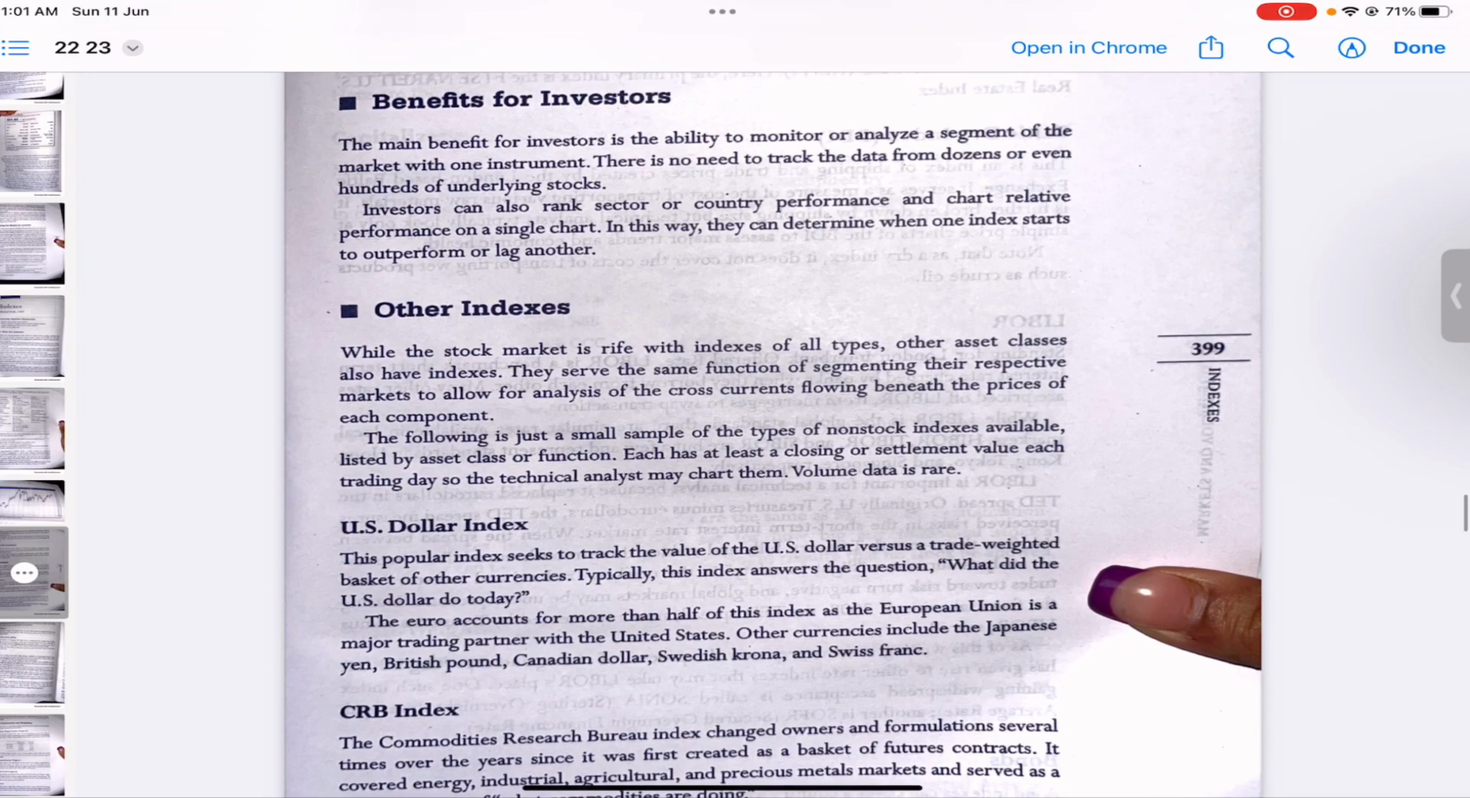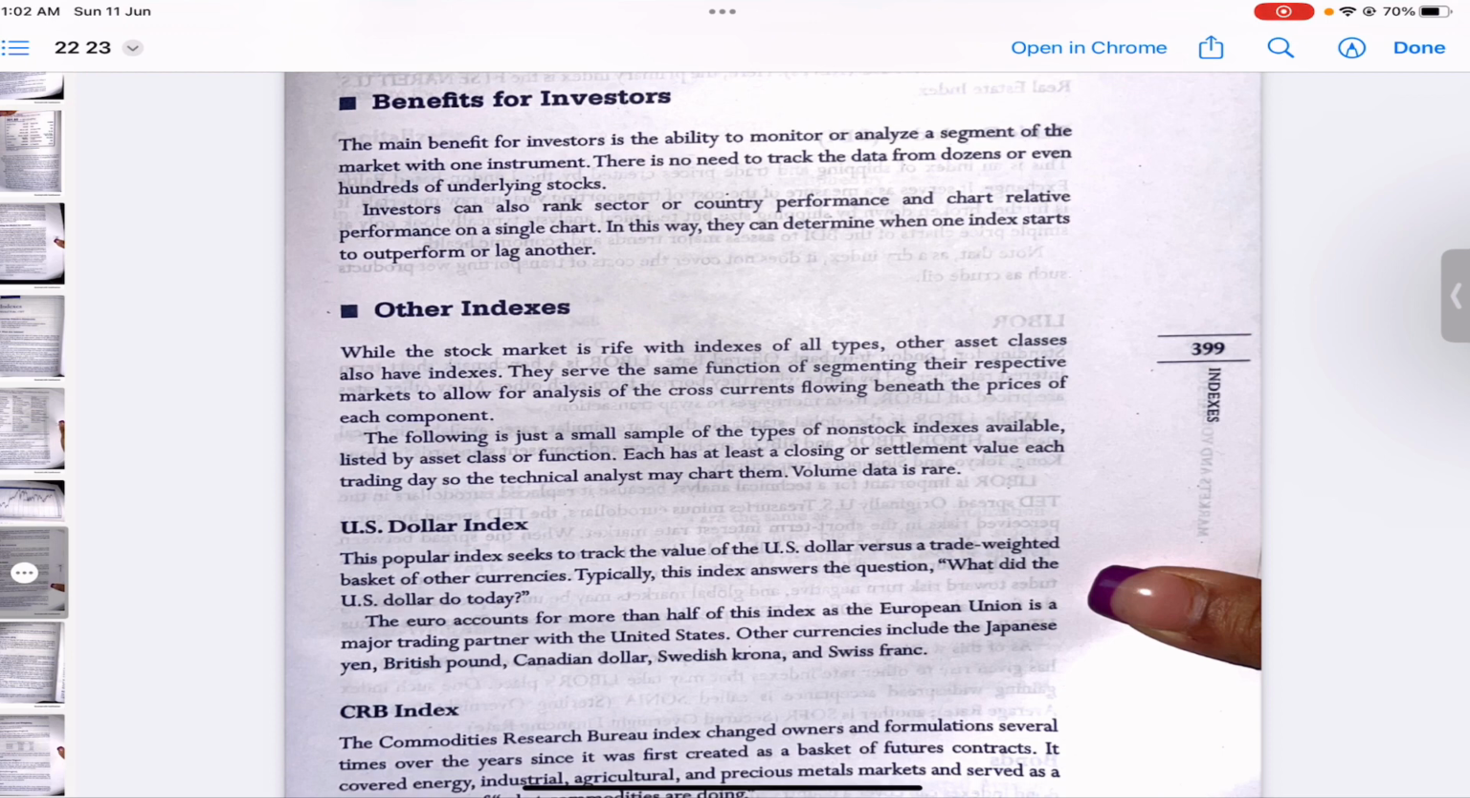So what is the benefit for investors, for people like us who are trading in the market? Why should we even look at these indexes? Because the index is going to give you an overall view. You can't sit and track all the 50 companies at the same time, right? So the Nifty 50 is basically giving you an overview of the entire market. That is saving a lot of time and also making things less tedious for you.